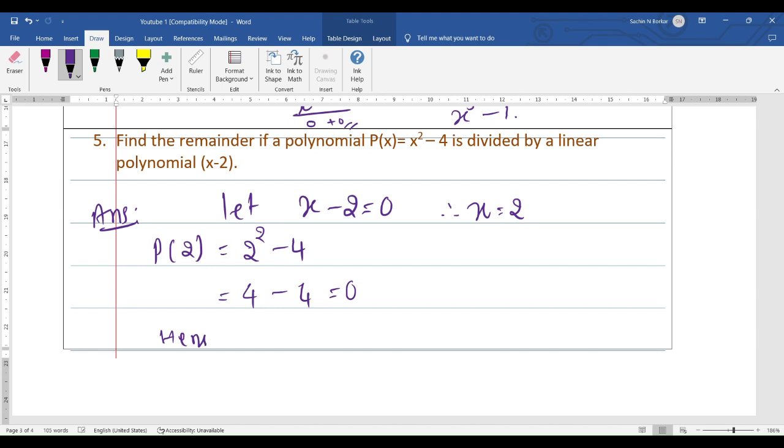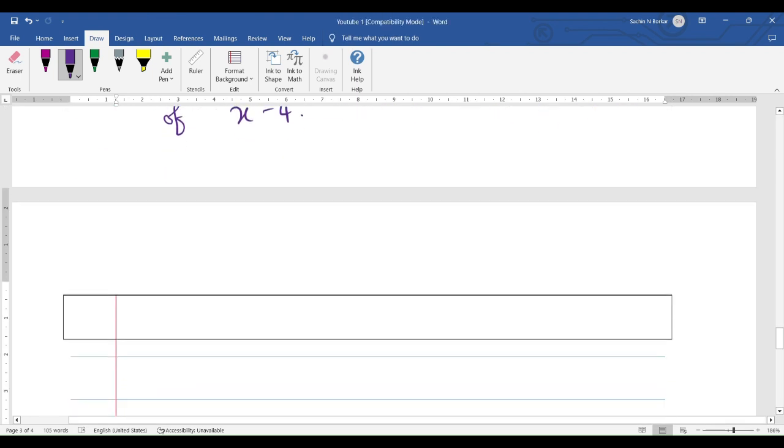Hence we show that x minus 2 is a factor of x square minus 4. That's all for this video.